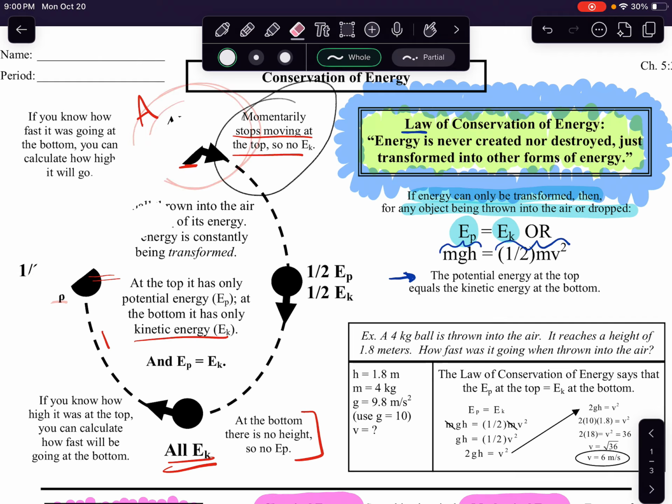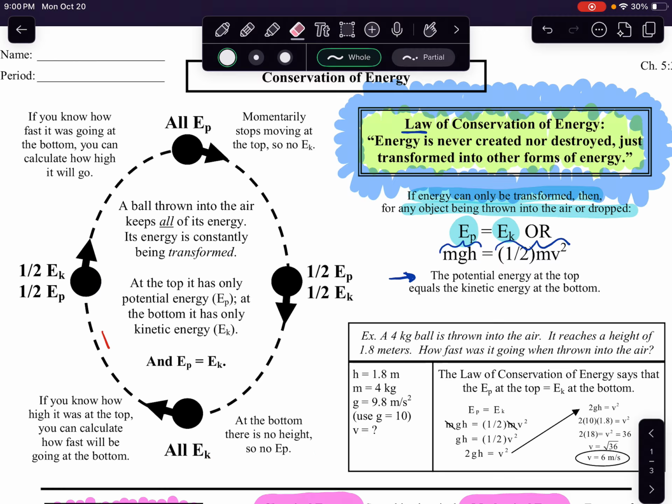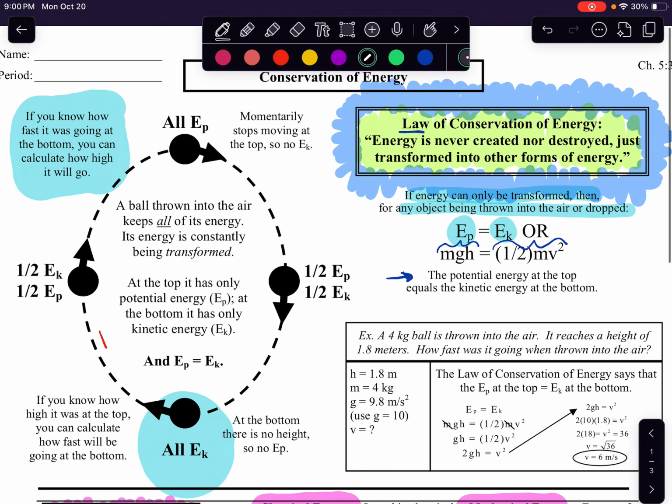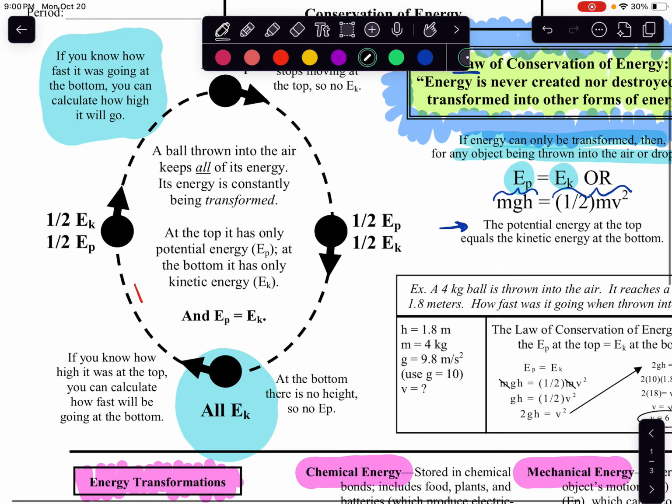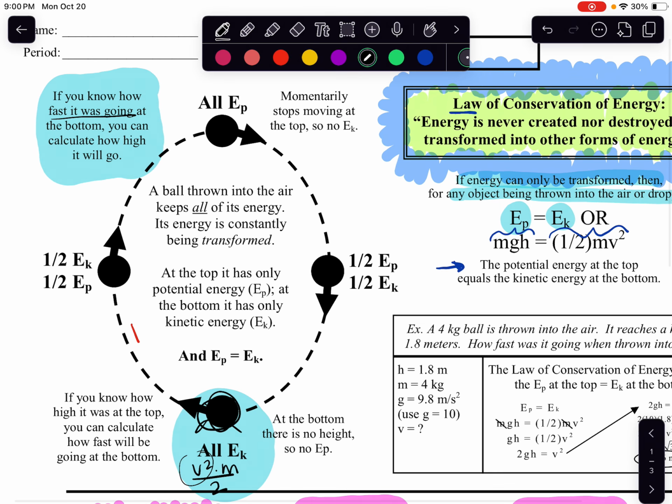let me get rid of this scary red here. They tell us that if you know how fast the ball was going at the bottom when it had all kinetic energy, which, reminder, is velocity squared times mass divided by 2. So we have to know the velocity. If you know how fast it's going down here, where it's all kinetic energy, then you can calculate how high the ball will go.